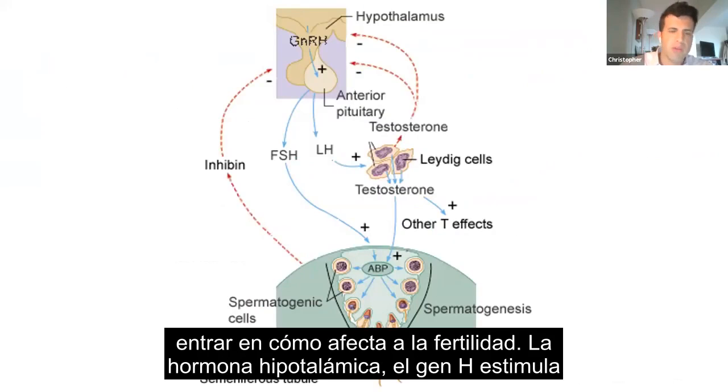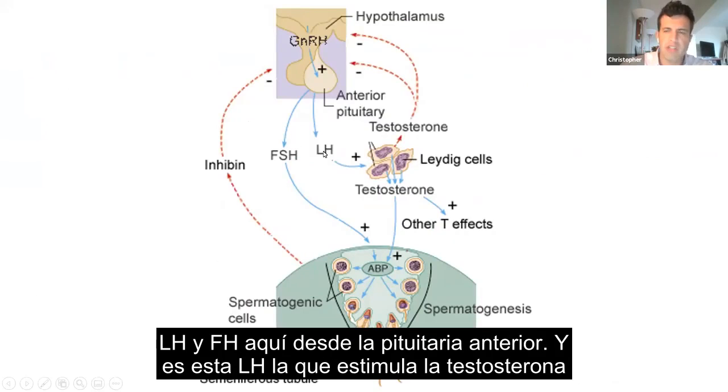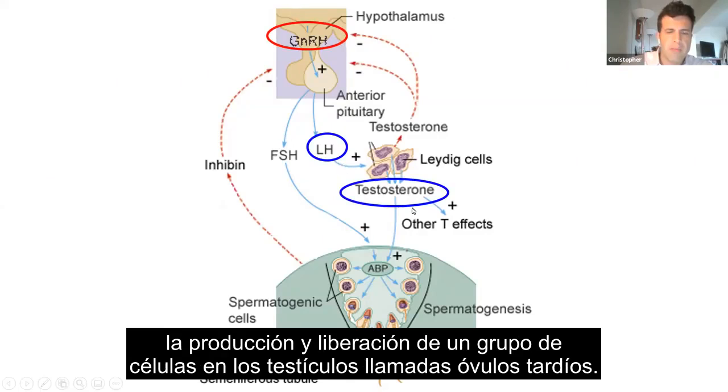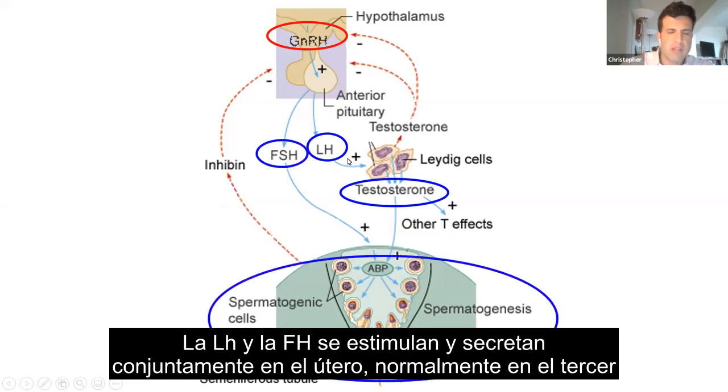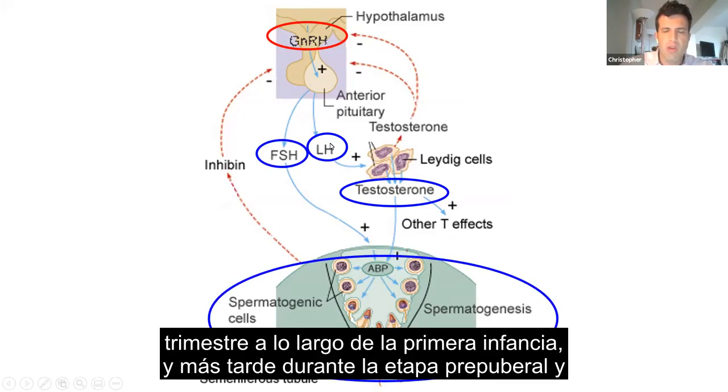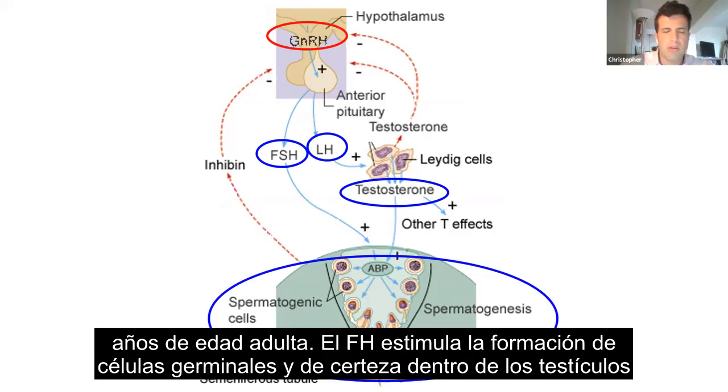The hypothalamic hormone, the GnRH, stimulates LH and FSH here from the anterior pituitary. And it's this LH that stimulates testosterone production and release from a group of cells in the testicles called the Leydig cells. LH and FSH together are stimulated and secreted in utero, typically the third trimester, throughout early infancy, and then again later on during the prepubertal and adult years.